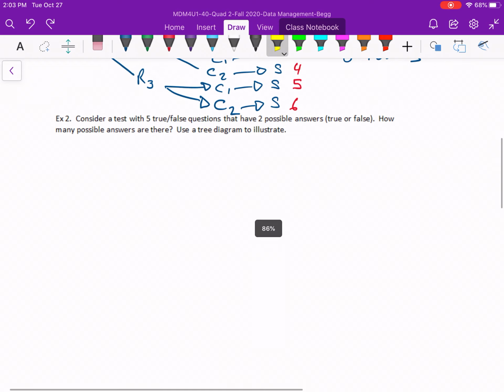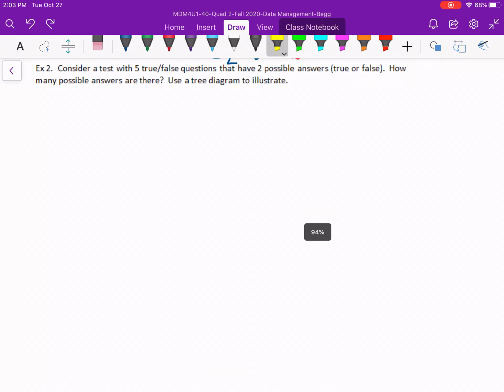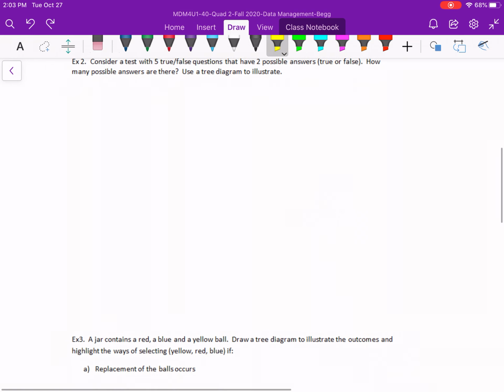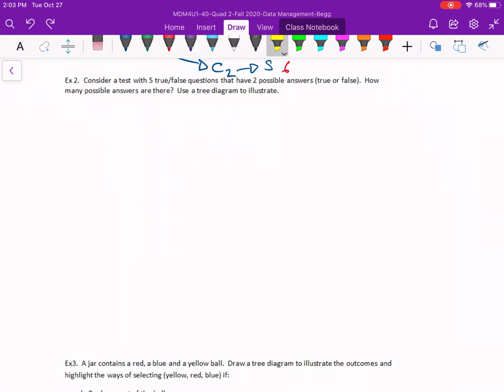Consider a test with 5 true-false questions that have 2 possible answers, true or false. How many possible answers are there? Use a tree diagram to illustrate. All right, so let's imagine the test is in front of us, and we've got our first question. We can either choose true or we can choose false.